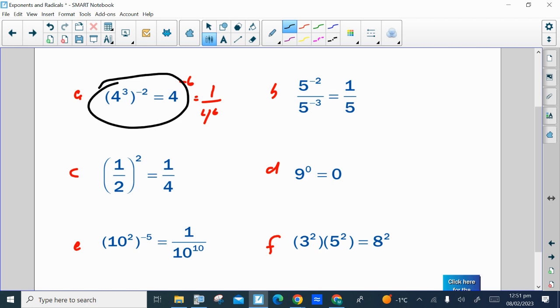What about the next one I've labeled B? Keen, is that correct or incorrect? Incorrect? What's wrong with it?